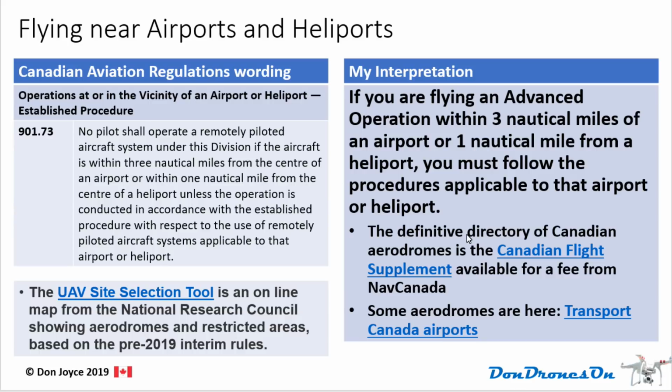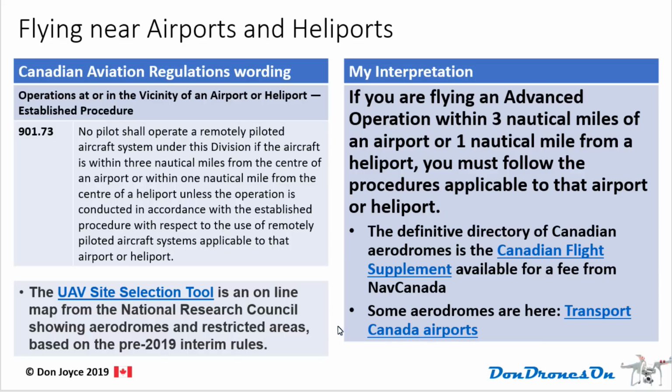So there's a definitive list of all of the Canadian aerodromes and how to contact them, called the Canadian Flight Supplement, and it's referred to in several places in the regulations. The only catch with that is that you have to pay for it from NAV Canada. When I checked, I believe it was about $16.95 to access this document. You do have access to a soft copy or a hard copy, but even the soft copy there's a charge for it. Some aerodromes are listed on this simple website here for Transport Canada operated airports. Those are the major ones.